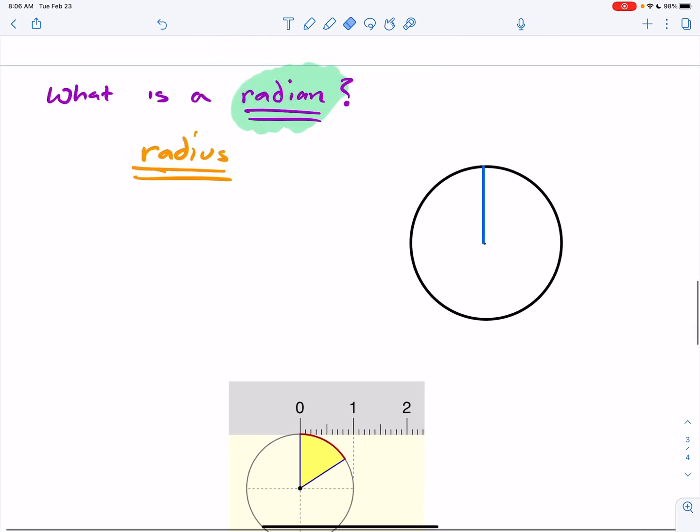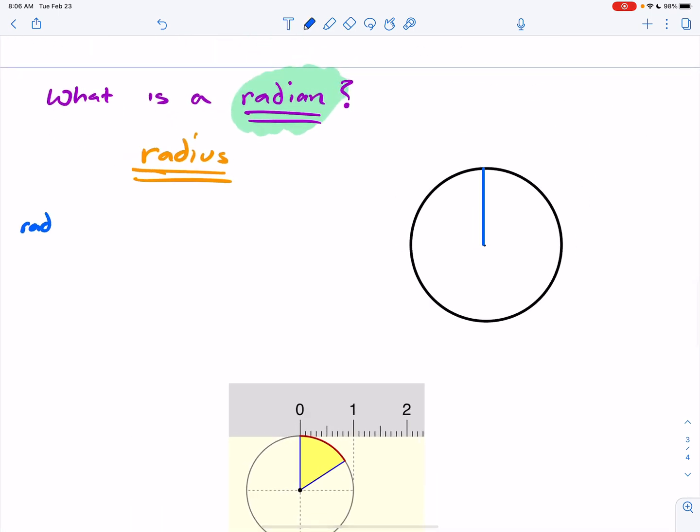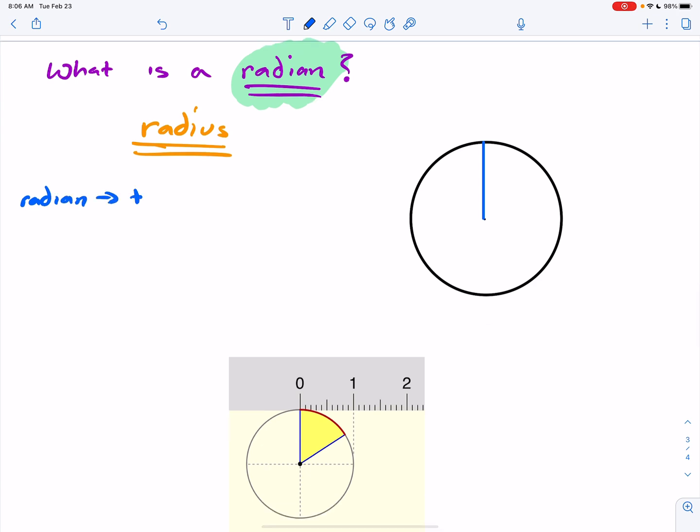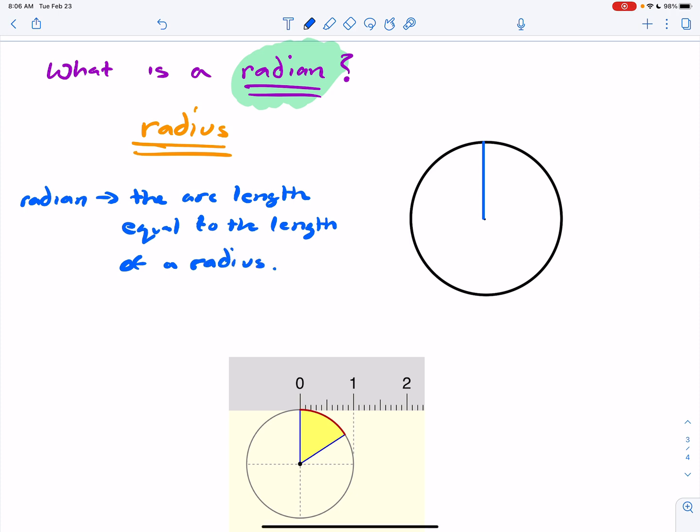So let's write this down. A radian is the arc length equal to the length of a radius. Okay? Remember, arc just means the curve, okay? If you were to walk on the curve, the radian is the arc length equal to the length of a radius. So I want you guys to remember, this is the big takeaway here.